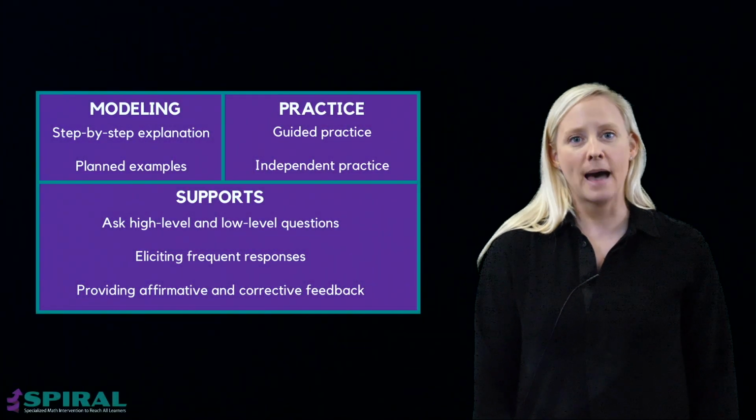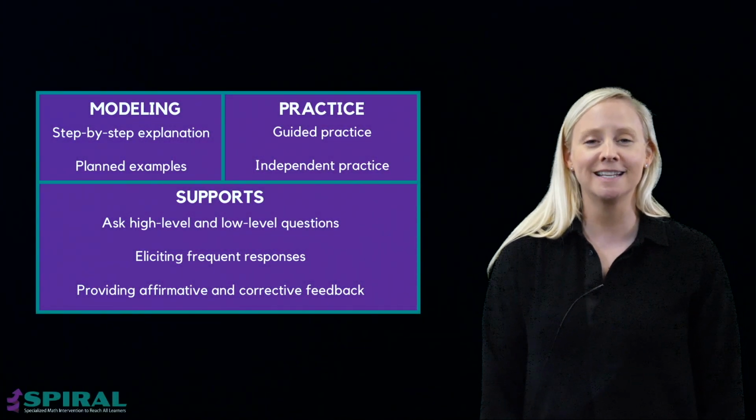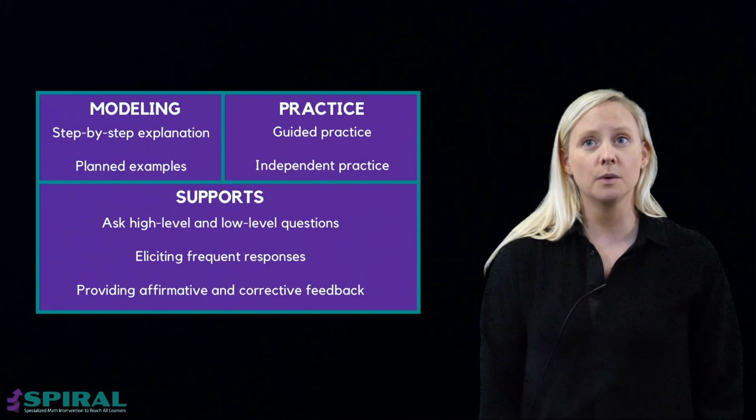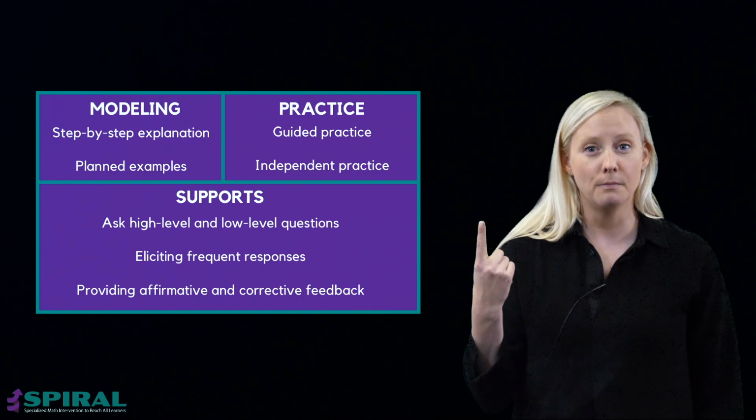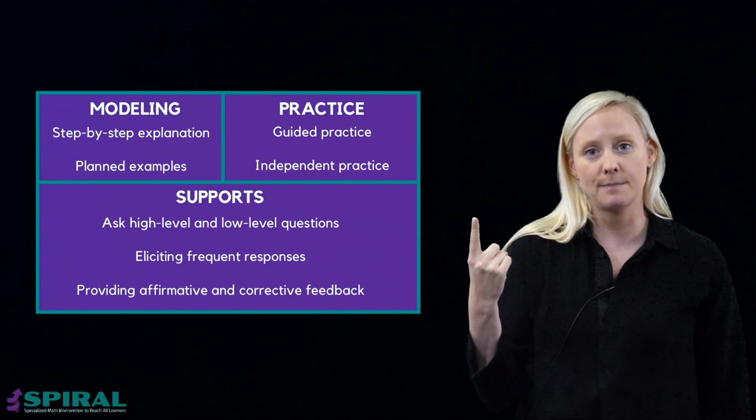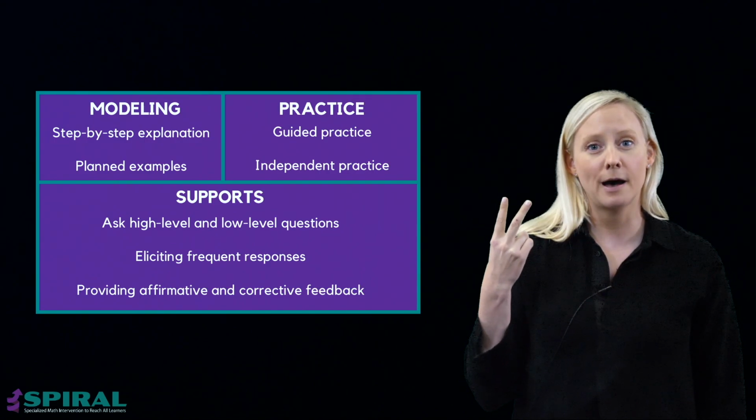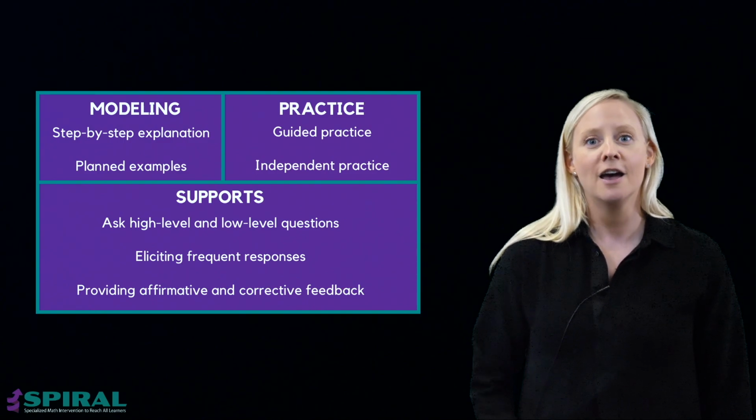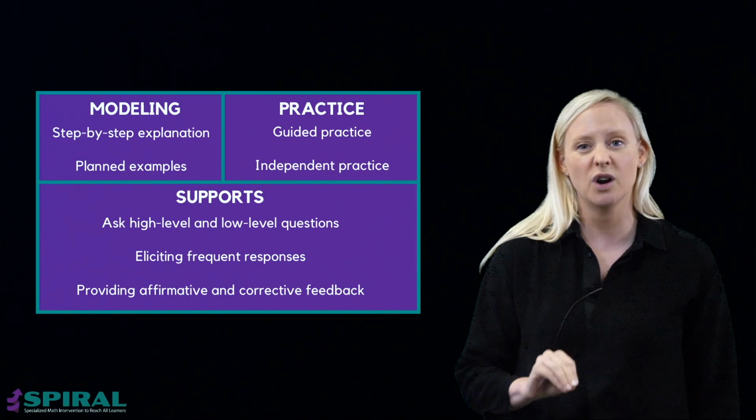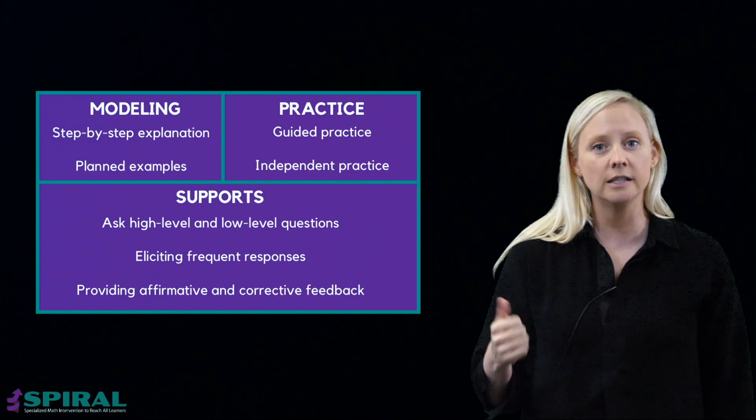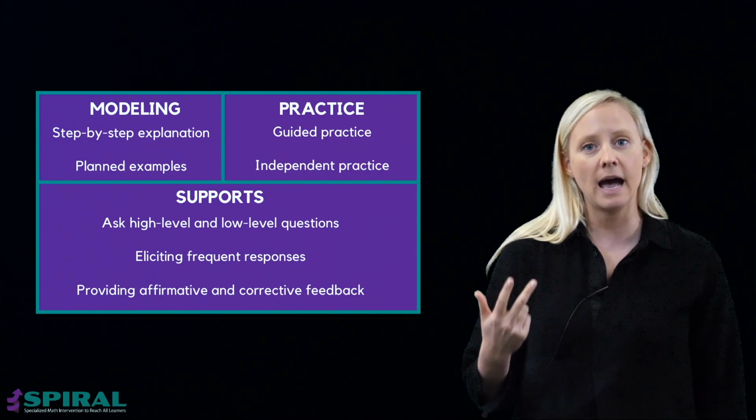So just taking a step back at our model, our helpful explicit instruction model from the National Center for Intensive Intervention, we want to make sure that we're thinking about three main components. So modeling, goals and importance of the lesson, planned examples with our step-by-step explanation. We also want to think about practice, both guided and independent, and really making sure that we are providing enough guided practice opportunities for our struggling learners. And then we want to think about our support. So again, these questions, the frequent responses, the feedback, and again, maintaining a brisk pace.